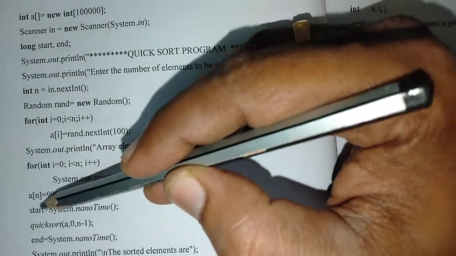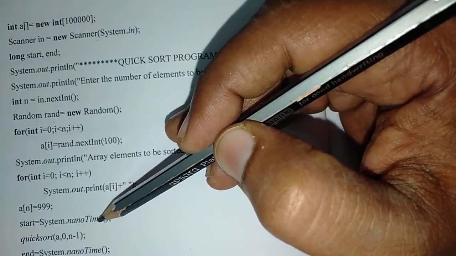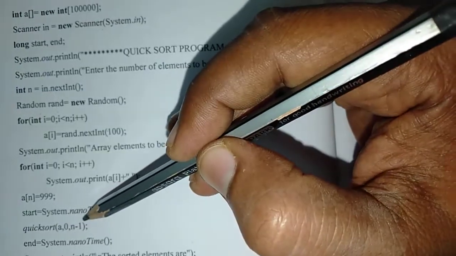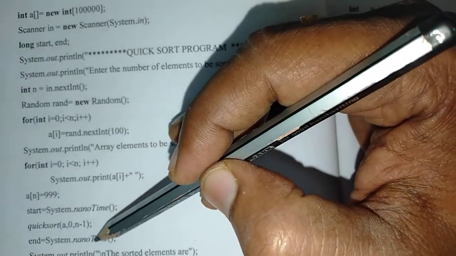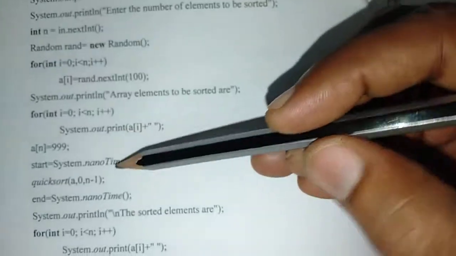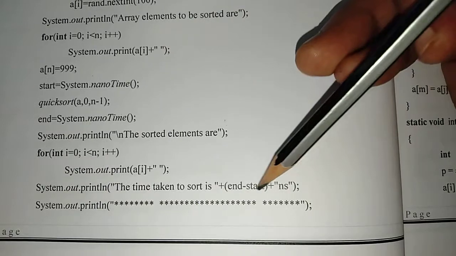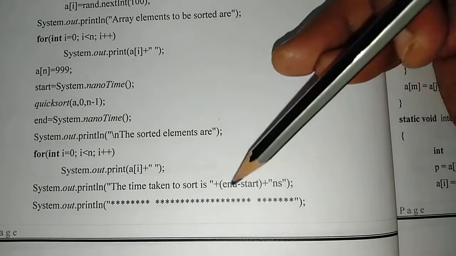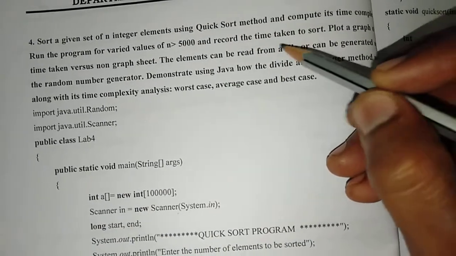Next, start is equal to System.nanoTime. This is the function that returns the system time in nanoseconds. Then I am calling the quicksort function, and once again I am noting down the time, so before calling the quicksort and after calling the quicksort. Next, the sorted elements are printed, and the time taken to sort is end minus start, where end is after quicksort and start is before quicksort. So this gives me the time taken. Why is time taken required? Because it is asked in the problem definition.